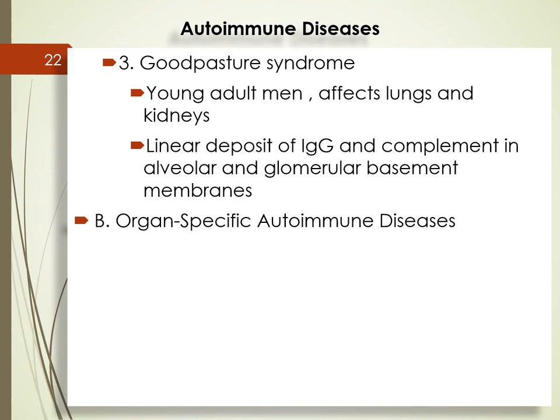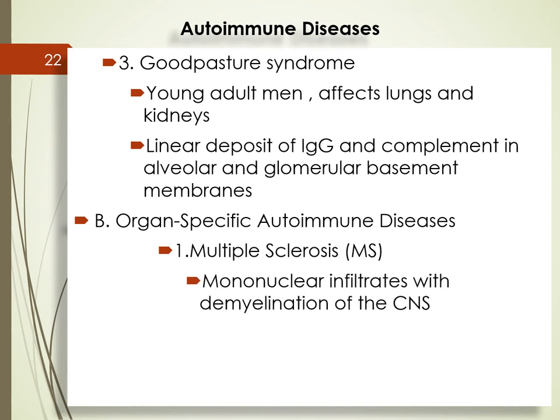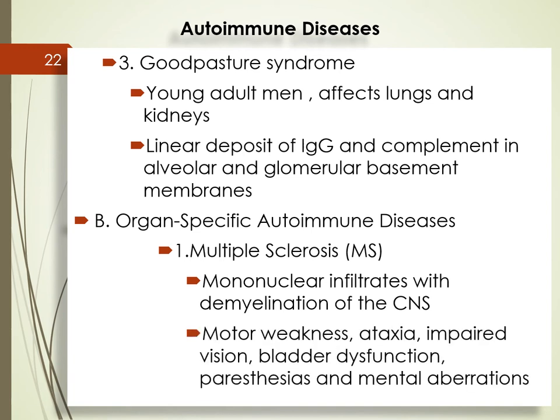There will be organ-specific autoimmune diseases like your multiple sclerosis, okay, wherein in your MS, there will be mononuclear infiltrations with demyelination of the central nervous system. The presentation would be motor weakness, ataxia, impaired vision, bladder dysfunction, paresthesias, and mental aberrations.